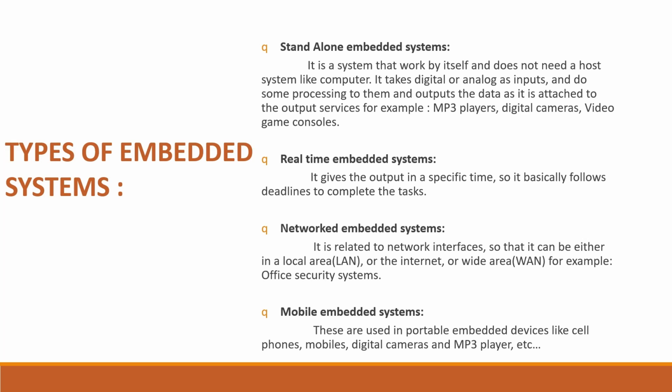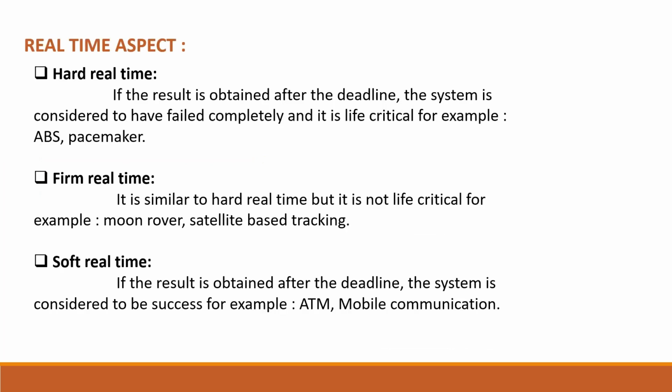Real-time embedded system: it gives the output in a specific time, so it basically follows deadlines to complete the task. Network embedded system: it is interfaced with networks like LAN, WAN, MAN, etc. Mobile embedded systems are portable embedded devices like mobile phones, digital cameras, MP3 players. Then some of the real-time aspects of the embedded system.